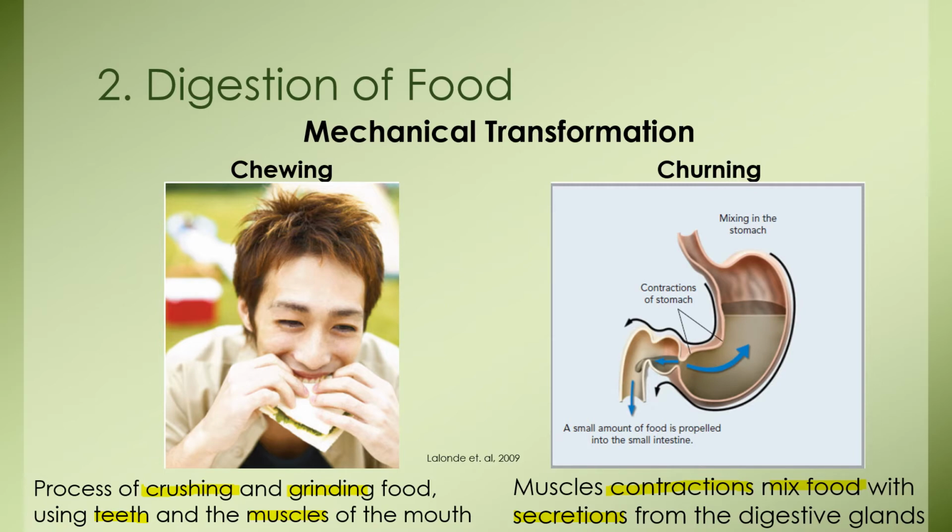So chewing is the movement of your teeth and muscles of your mouth, and churning is the movement, the contraction of the muscles of the stomach and the intestine that helps the food to mix with the secretions that are secreted by the digestive glands. Okay.